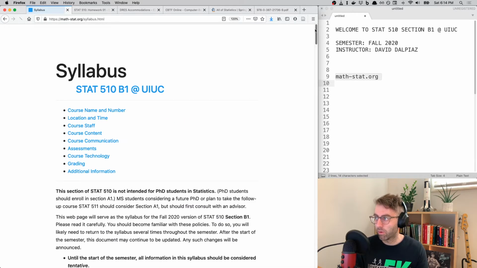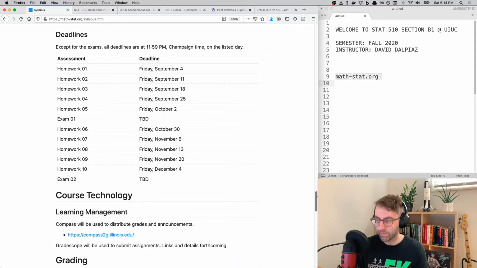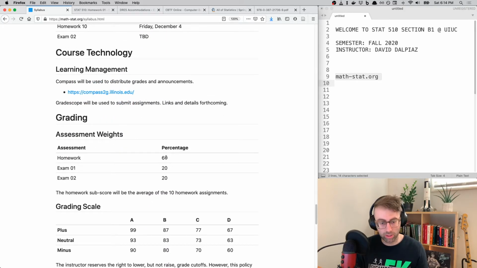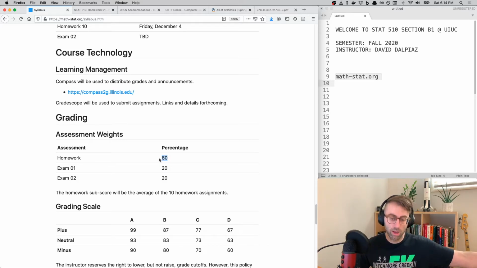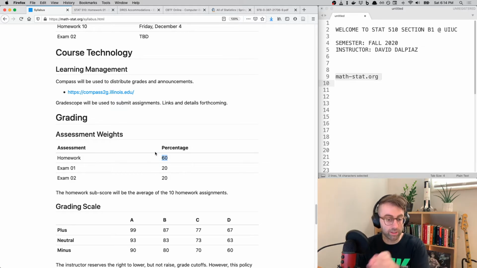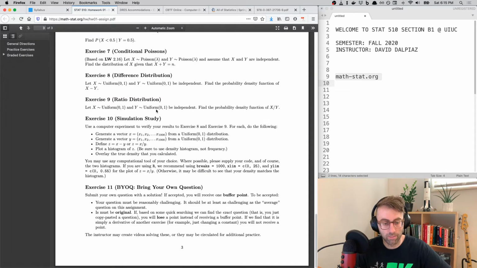But the way buffer points work is that your homework subscore before it gets multiplied by this 60% can never be more than 100%. So buffer points only guard against lost points. They don't get you extra points. But it's still a good idea to do it because you can get an 11, an 11, an 11, and then a 7, and then you still have 100%. So basically it's just a way to hopefully push everyone towards that 100% on the homework. So I would encourage you to do this.